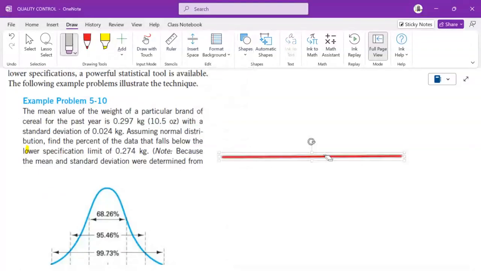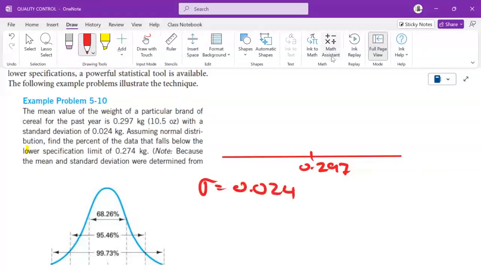Okay, right. So now we have a mean value of 0.297, right? And then we have a standard deviation of, so you can just write standard deviation there, of 0.024. Then you place your dot there and you draw your normal distribution like that. Then they say, assuming normal distribution, find the percent of data that falls below.